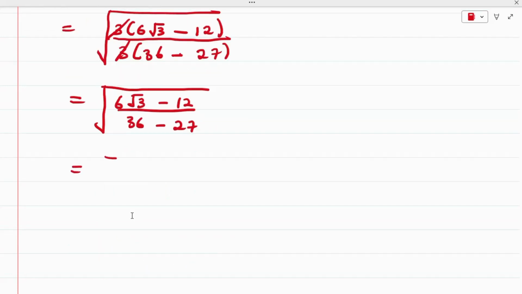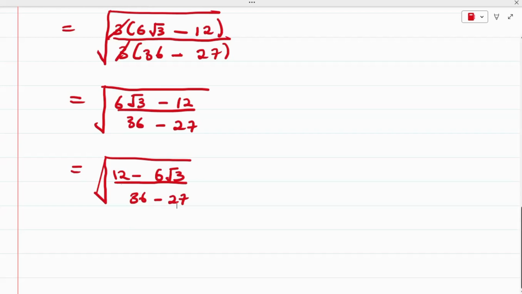So I'm just going to rearrange this. This becomes the square root of, I'm just going to rearrange this to be 12 minus 6 root 3 divided by 36 minus 27.